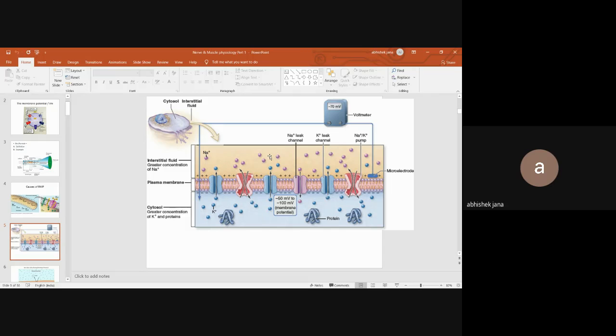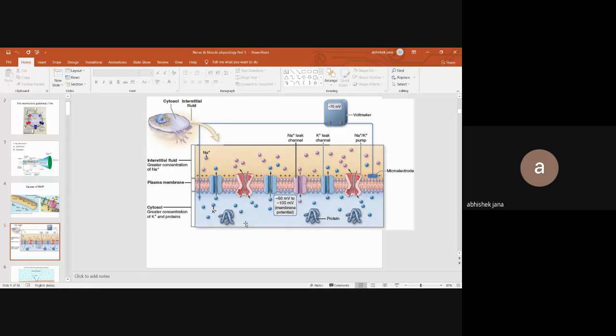Now, here one important term is called potassium equilibrium potential. How does this movement of potassium take place? That is very interesting here. As I told you, there are two driving forces for the movement of this potassium. One is along the concentration gradient, another is against the concentration gradient. How is it? Let's take a look at this part.